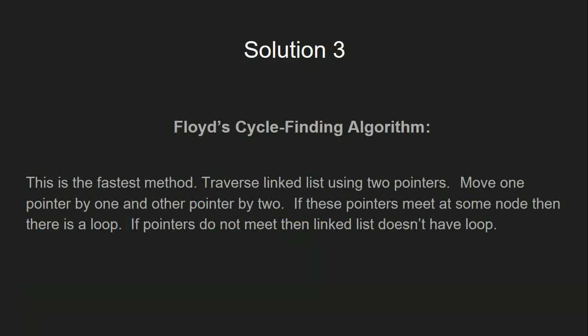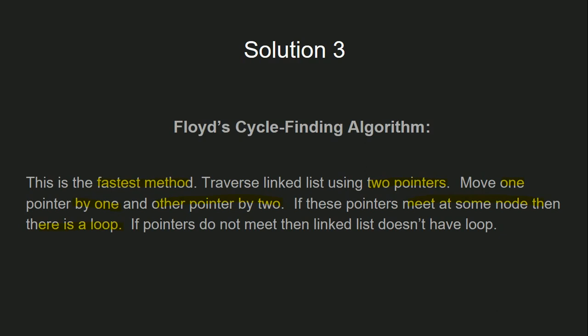Let's look at the third solution. It is Floyd's cycle finding algorithm, a very popular algorithm and the fastest method for this problem. Here we will traverse the linked list using two pointers. We will move one pointer by one node and the other pointer by two nodes. If the pointers meet at the same node, then there is a loop. And if the pointers do not meet, then the linked list doesn't have a loop.